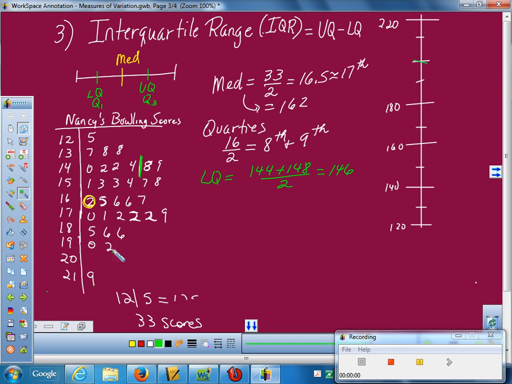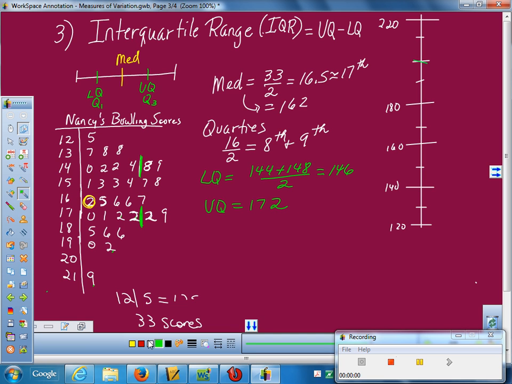I usually count from the median here, just go 1, 2, 3, 4, 5, 6, 7, 8, and 9 is going to fall between 172 and 172, which is 172. Okay, so now that you found that, we've divided it into quarters. Now you can figure out what the interquartile range is.